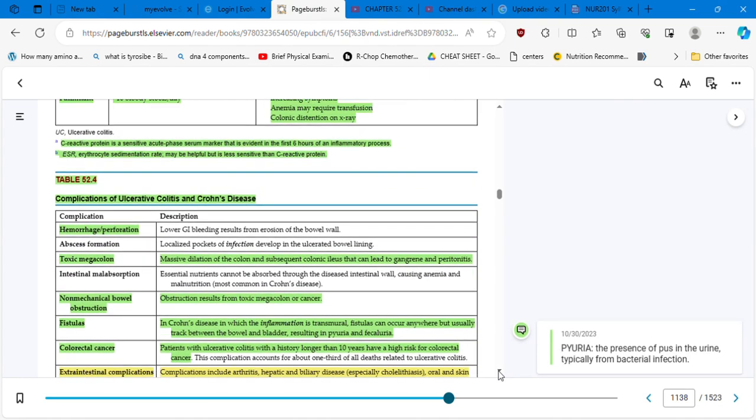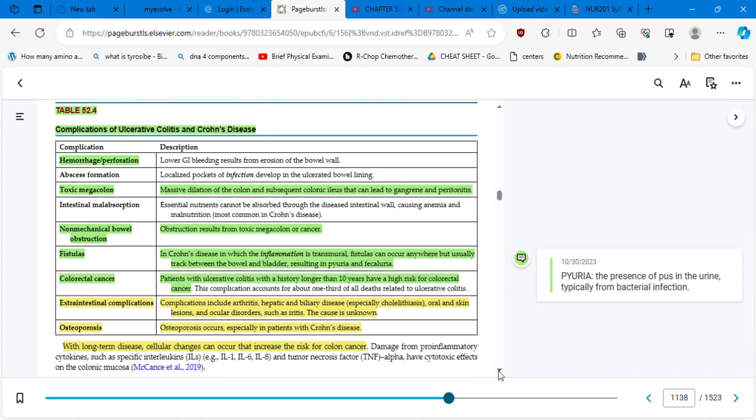Now, complications of ulcerative colitis and Crohn's disease. Hemorrhage, perforation, of course. Toxic megacolon is a massive dilation of the colon and subsequent colonic ileus that can lead to gangrene and peritonitis, of course. Non-mechanical bowel obstruction. Obstruction results from toxic megacolon or cancer.